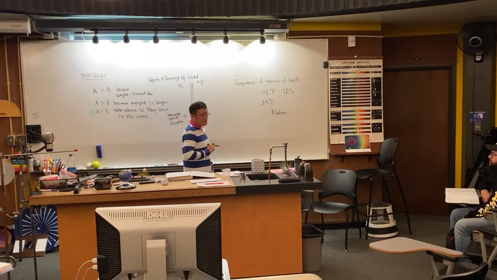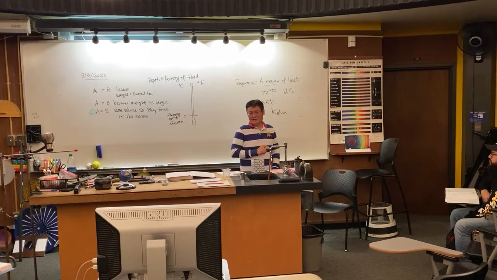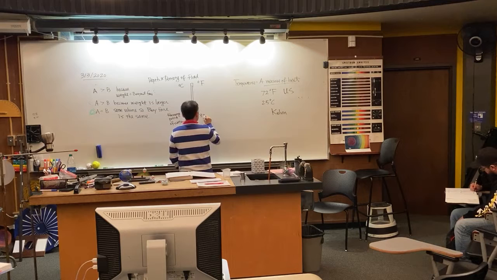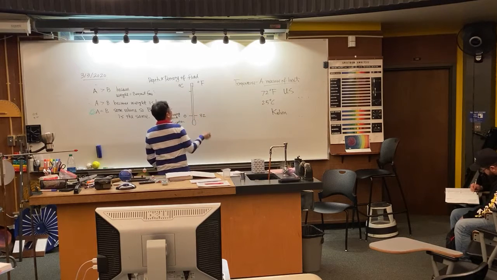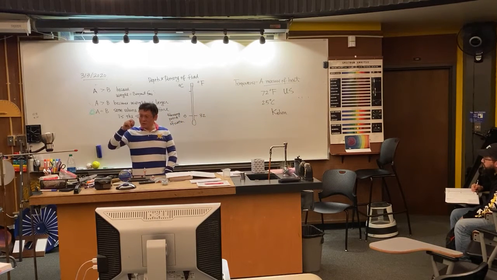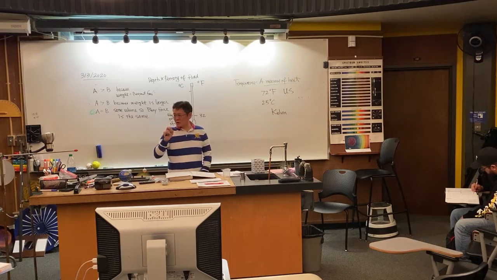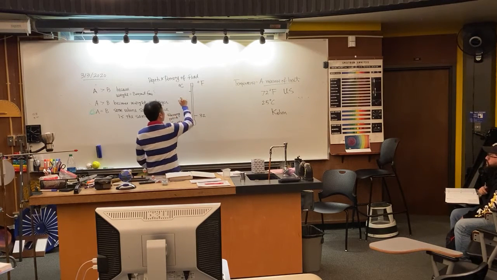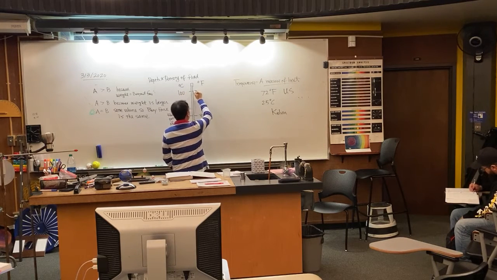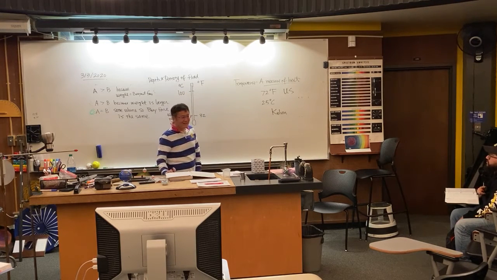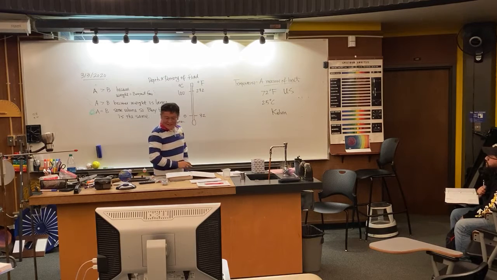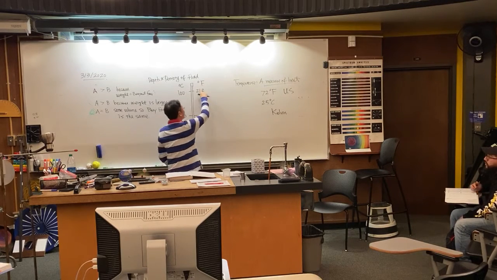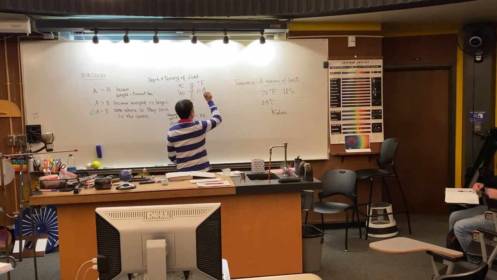What is the freezing point for water in Fahrenheit? It's not minus, it's 32. Believe it or not. For water, if you cook the water and it starts boiling, that temperature is 100 degrees Celsius. And for Fahrenheit is what? I think it's 212.